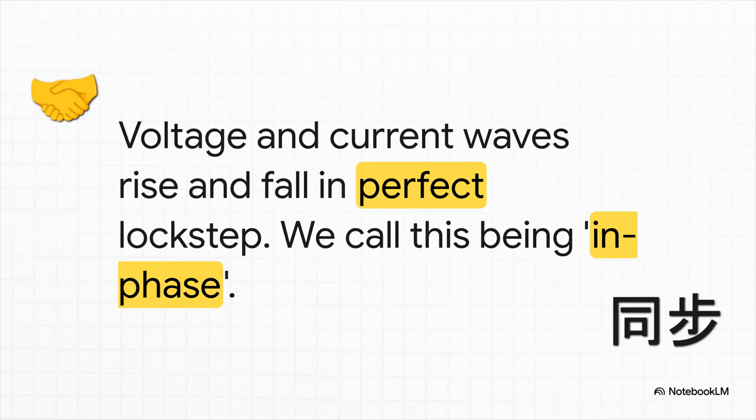So when you send an AC wave through it, the voltage and the current are like perfect dance partners. They rise together, fall together, and switch directions at the exact same time. They're perfectly in sync, or what engineers call in phase.